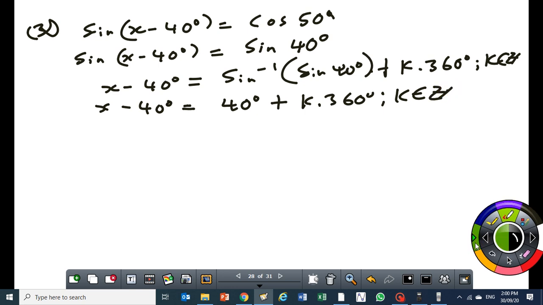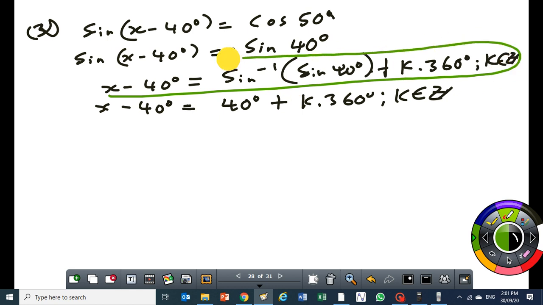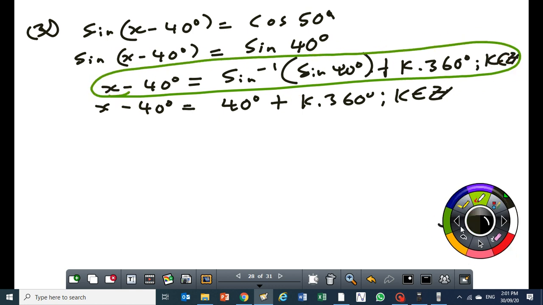Now, your textbook, if you look at it, doesn't show you this step. This step is not there. Be aware of it. Some learners get confused as to why when you drop the sine we end up having x minus 40 and then the 40 degrees. But I've shown you why, so you should get that.